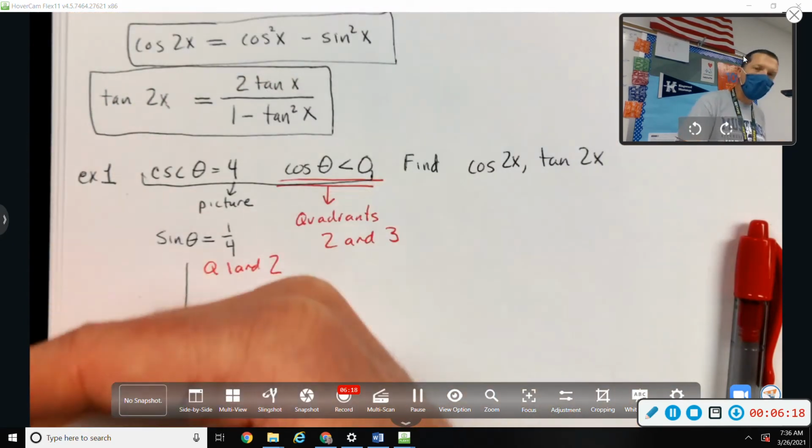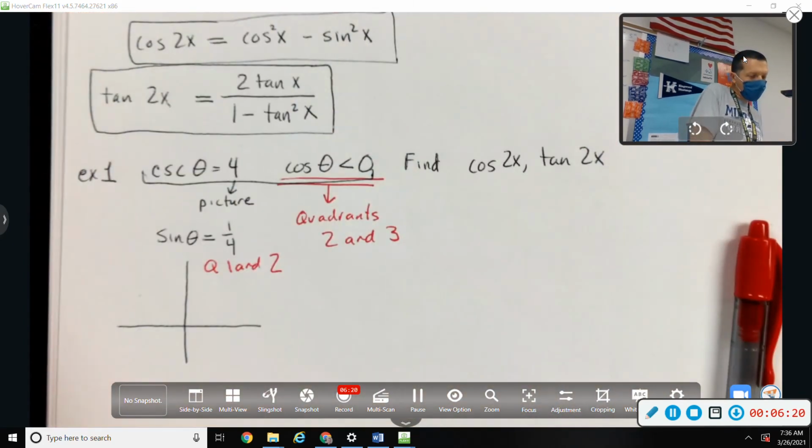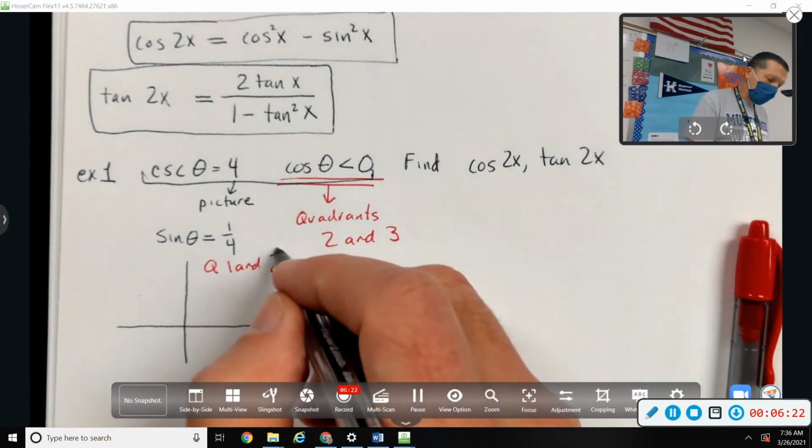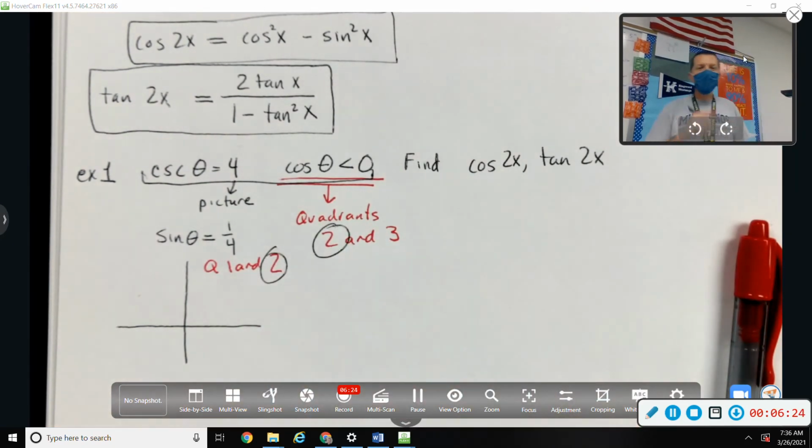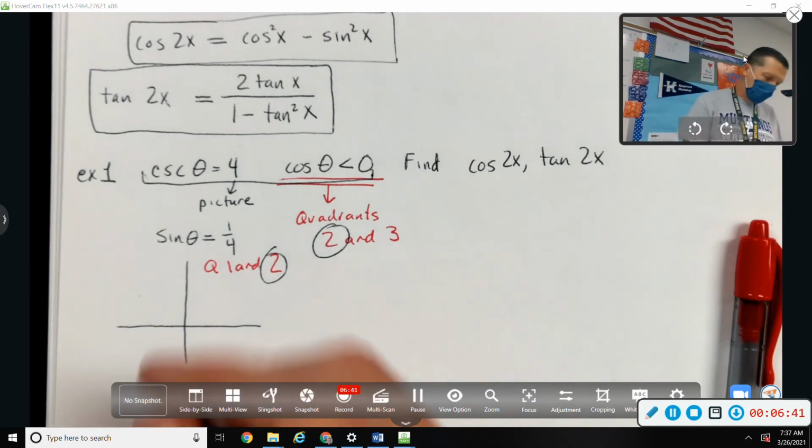So I need to be up for sine, but I need to be left for cosine. So the only option that would meet both requirements is in quadrant 2. Okay. So we've looked at a bunch of different ways to identify what quadrant it's in. We've just said it's in quadrant 1. We've said things like it's not in quadrant 3. And here we've got a different kind of clue to help us figure out where to draw the picture.